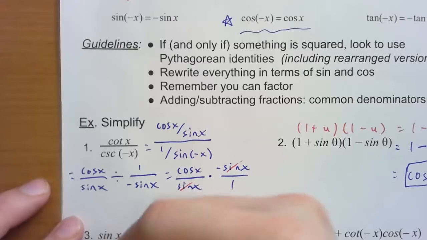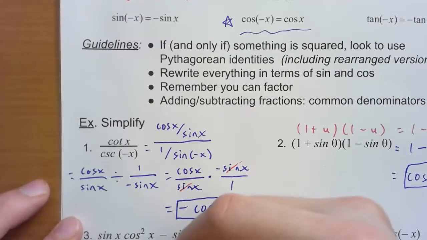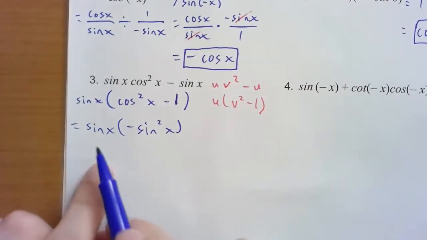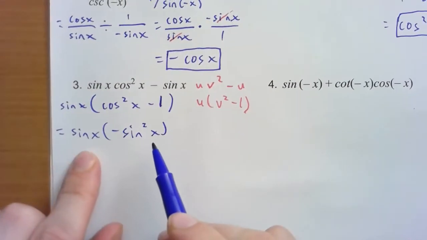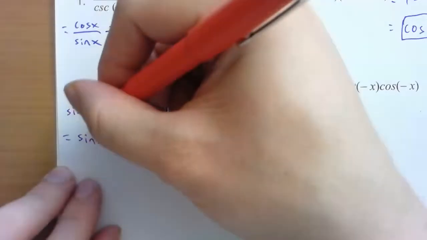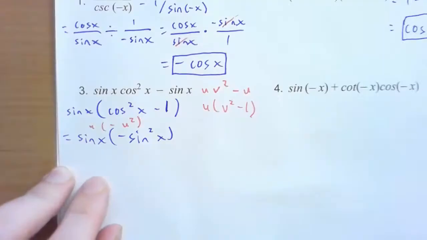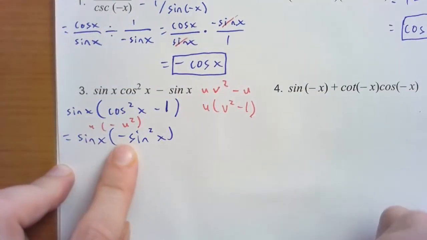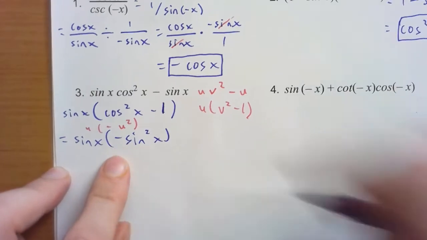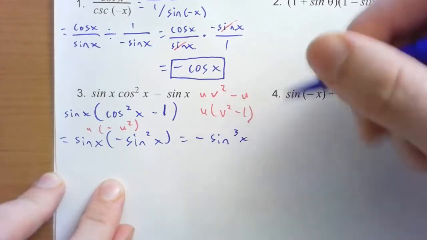So I've got sine x times negative sine squared. Sine x times negative sine squared right there, okay? Again, if you need to think of it as other variables here, you can do that. You've got u times negative u squared, that would be negative u cubed, right? So here what we get is negative sine cubed x.